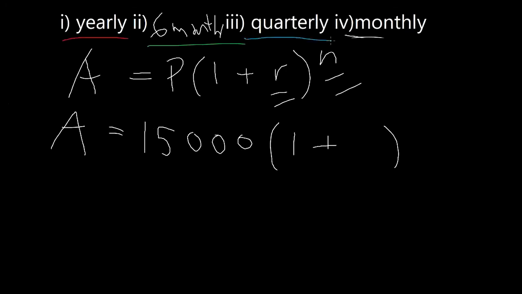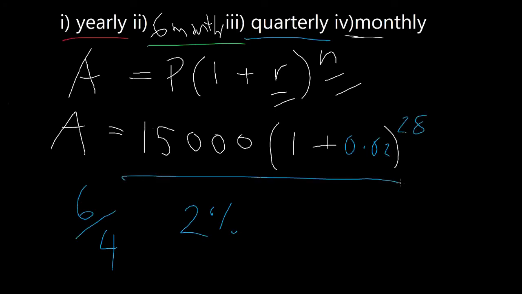So quarterly now. Quarterly means it's getting paid 4 times a year. So every 6 months means every half a year. This means every quarter of a year. So we're going to take a quarter of the original rate. We're going to have 6 over 4, which is going to give us 2% every quarter, which converting into decimal form is going to give us 0.02. And we're going to try and get the amount of quarters. So how many quarters are there in 7 years? 7 times 4 is going to give us 28. So you can put that in your calculator as well.